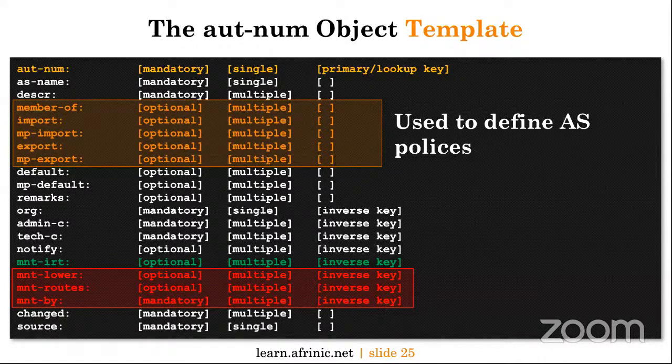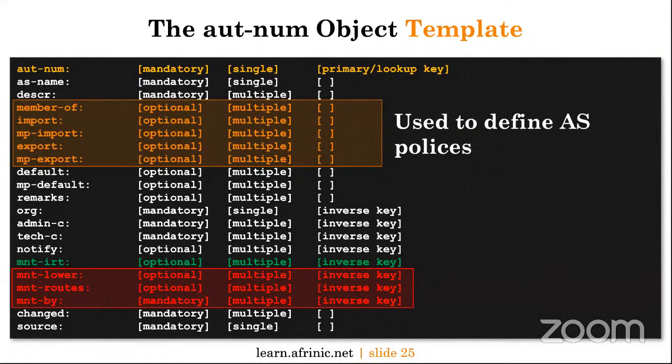So MNT-lower would be used for authorization when creating hierarchical objects. So if you're creating, for example, an AS set, you would need to use the MNT-lower. MNT-routes is used for when you're creating route objects, so route and route6 objects. Now the MNT-by, this one protects the object itself actually.